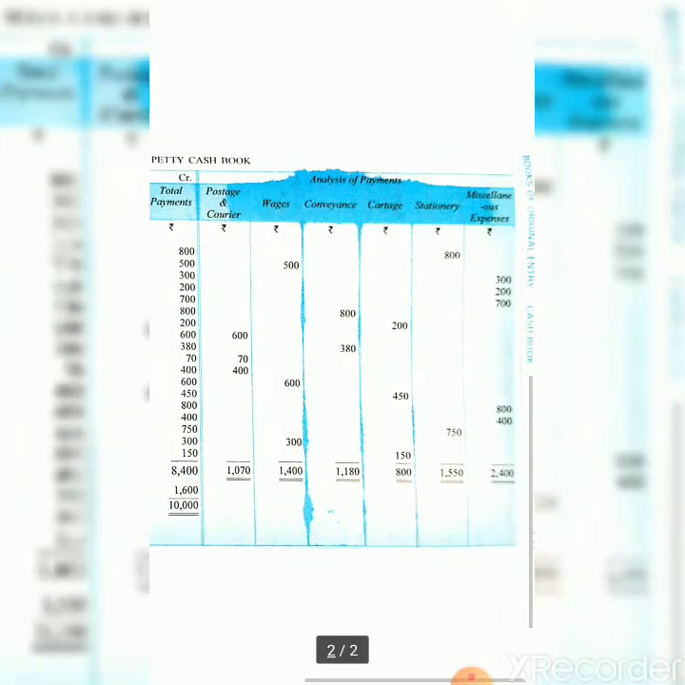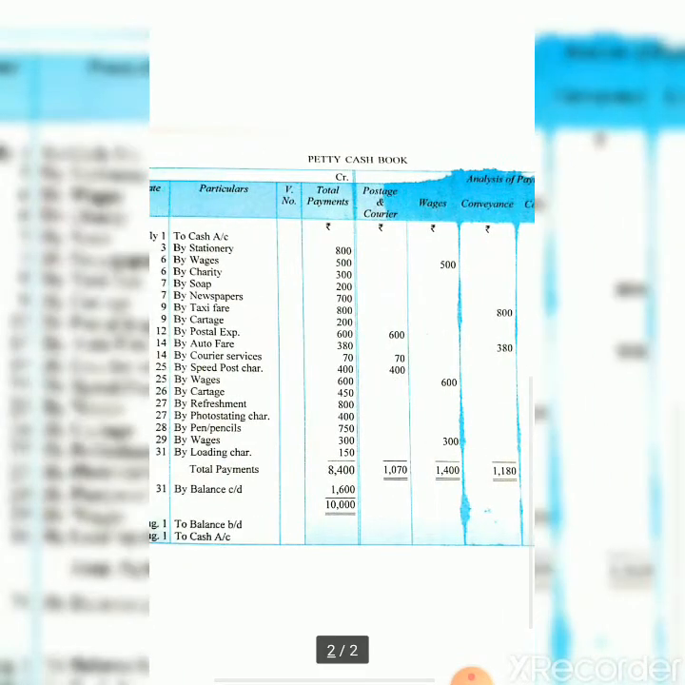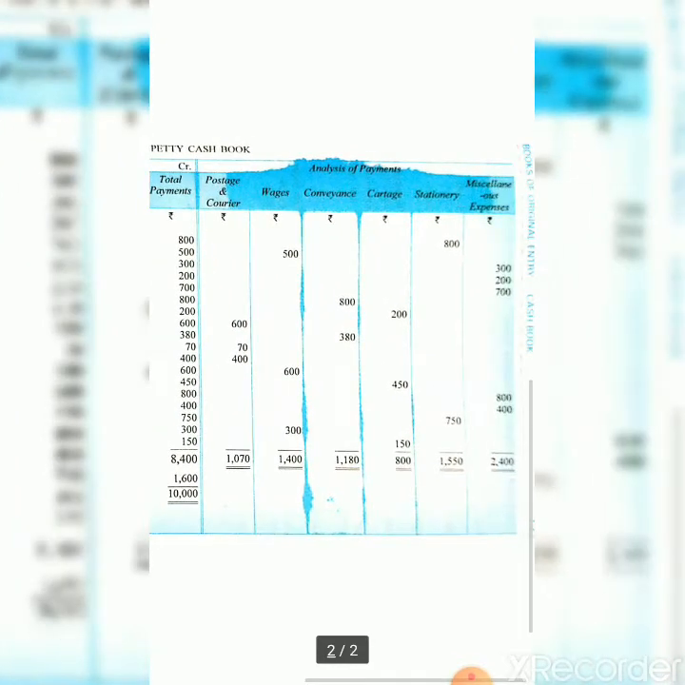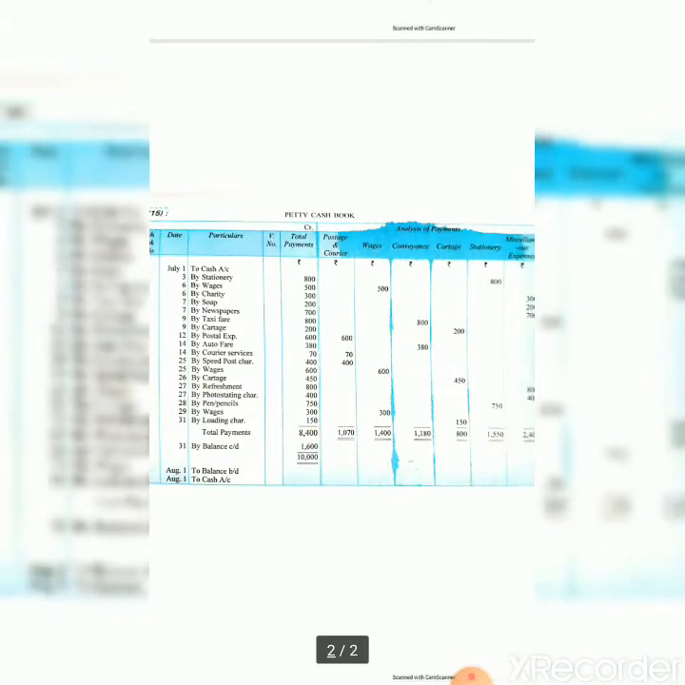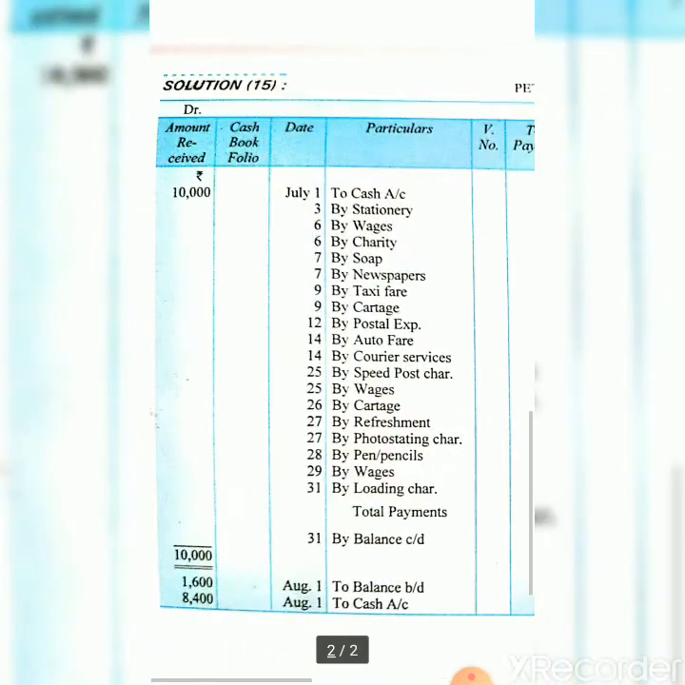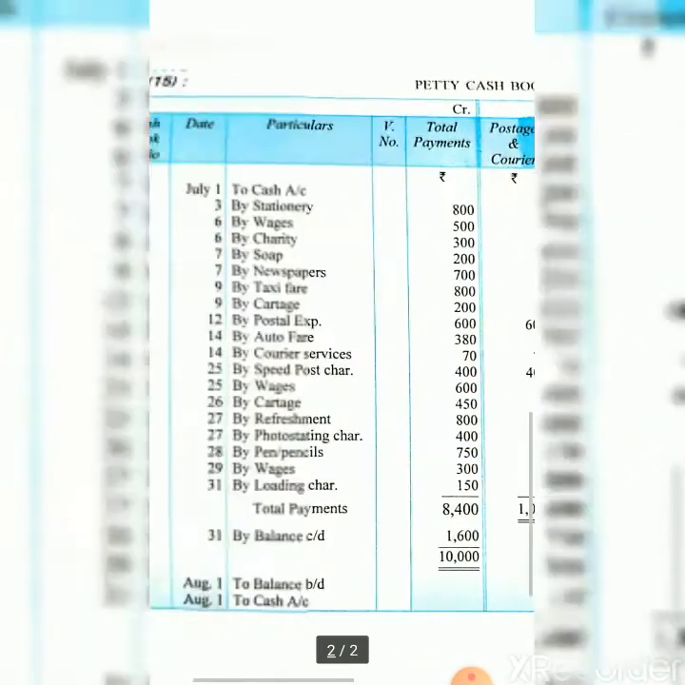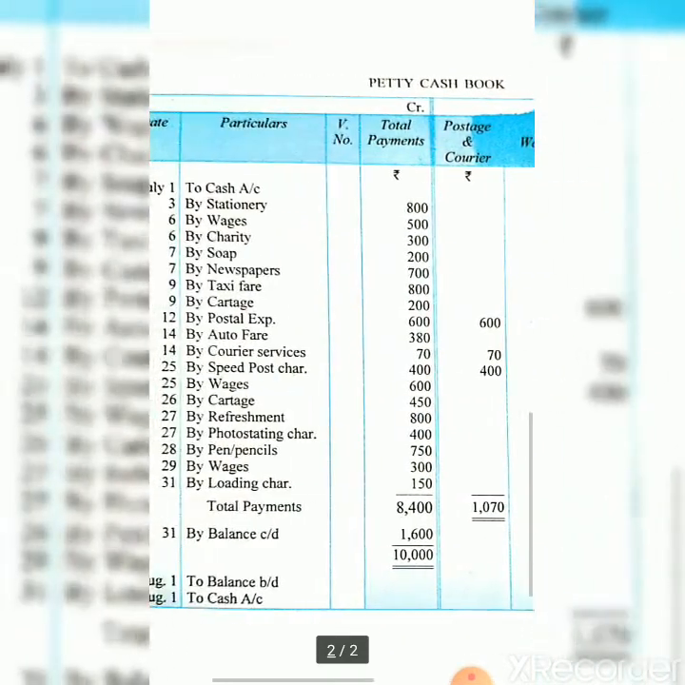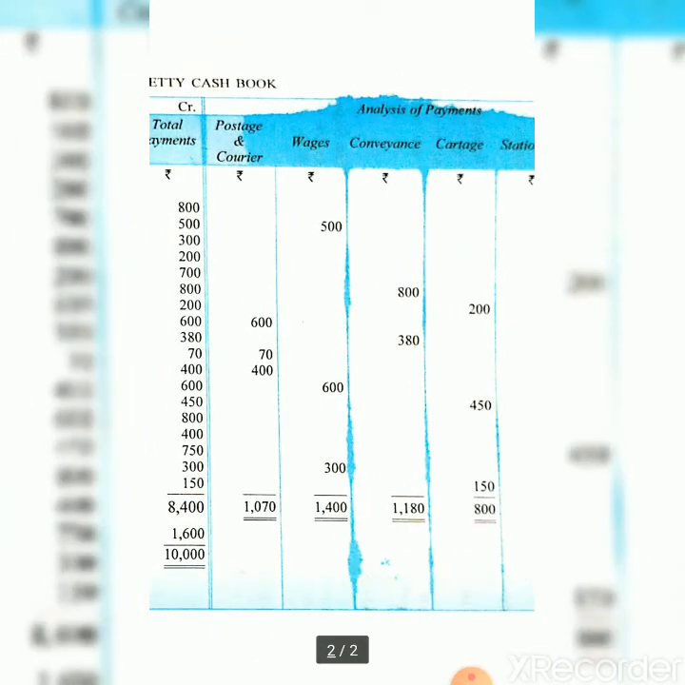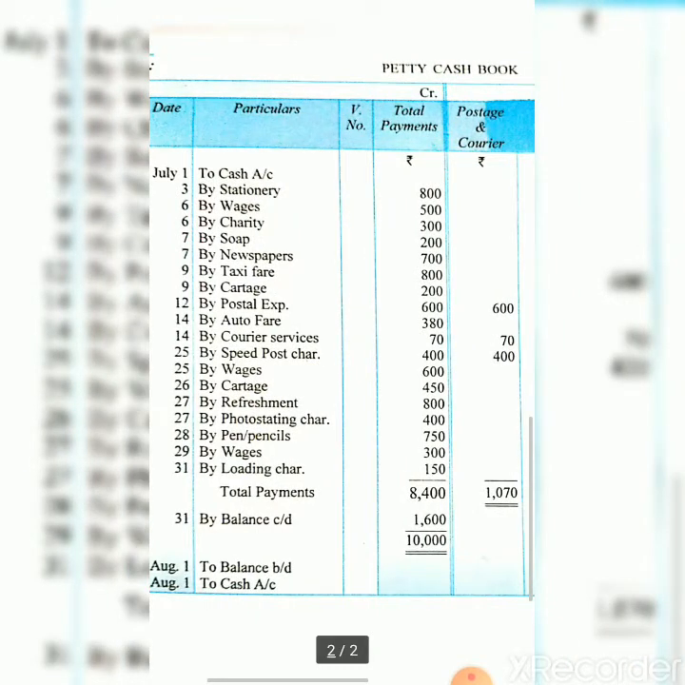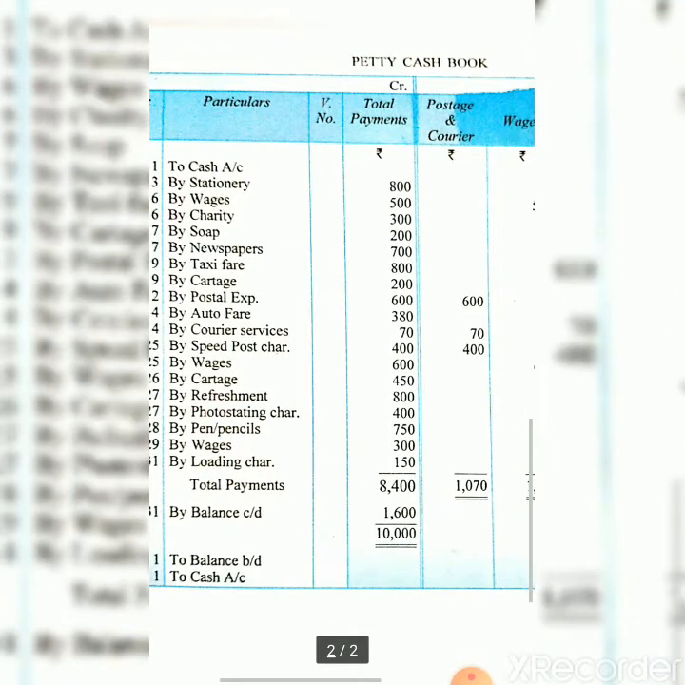Charity means miscellaneous expenses. All the other expenses excepting postage, wages, conveyance, cartage, and stationery, we will throw all the things in miscellaneous expense if we don't understand any head, but you have to enter all the amounts. So soap is under miscellaneous, again newspaper is under miscellaneous, again when taxi fare is paid it will be added to conveyance, and when cartage is paid it will be written in the cartage column, that means carriage, or postal. Now let's see what happens at the end of the month.